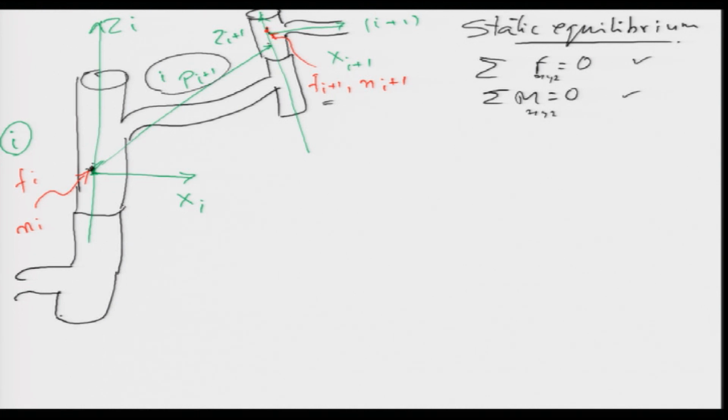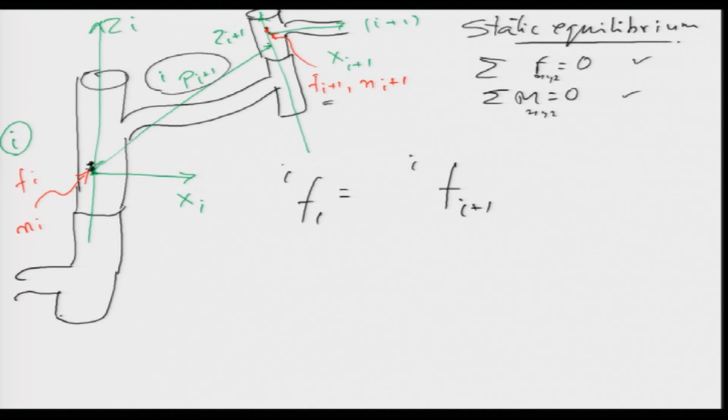So, now let us write our first equation. So, F i in frame i is equal to the force acting on the next frame. So, the force acting here must be equal to the force acting there. So, force F i is equal to F i plus 1. Okay. And what about the moment?